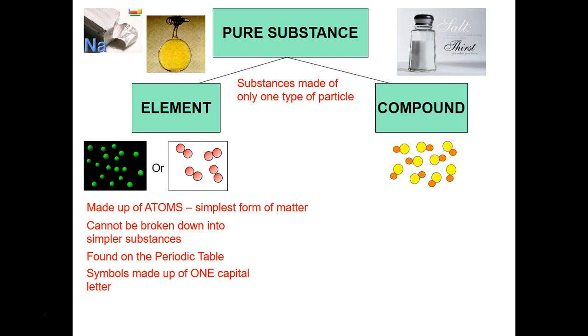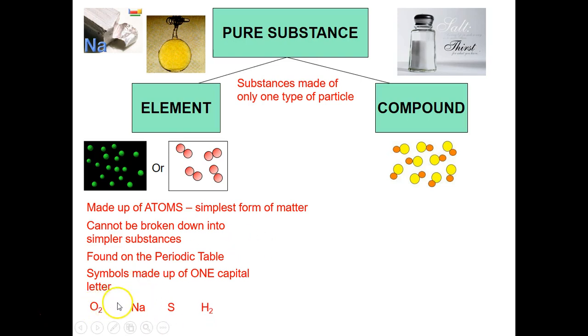Now, the symbols you're going to see on the periodic table will all be made up of at least one capital letter and maybe a lowercase letter following that capital letter. So if you're asked to identify an element, or if you're given a symbol and asked whether it's an element or a compound, you'll recognize the element because it'll only have one capital letter in the symbol. Here are some examples. O2 is oxygen, Na is sodium, S is sulfur, and H2 is hydrogen.